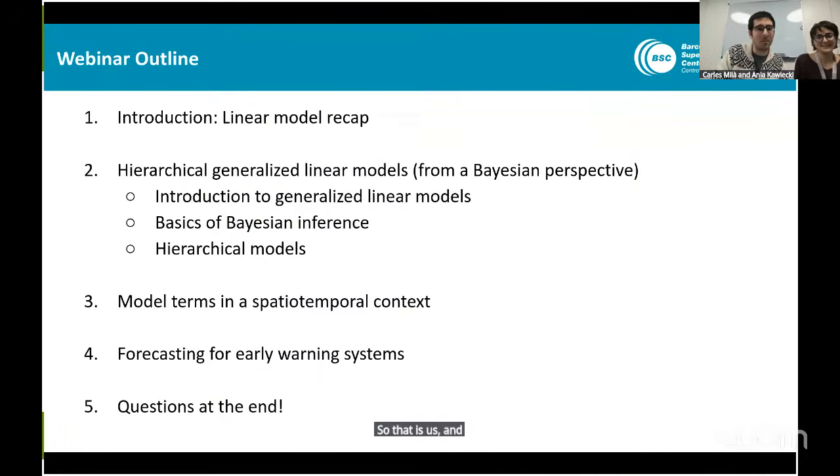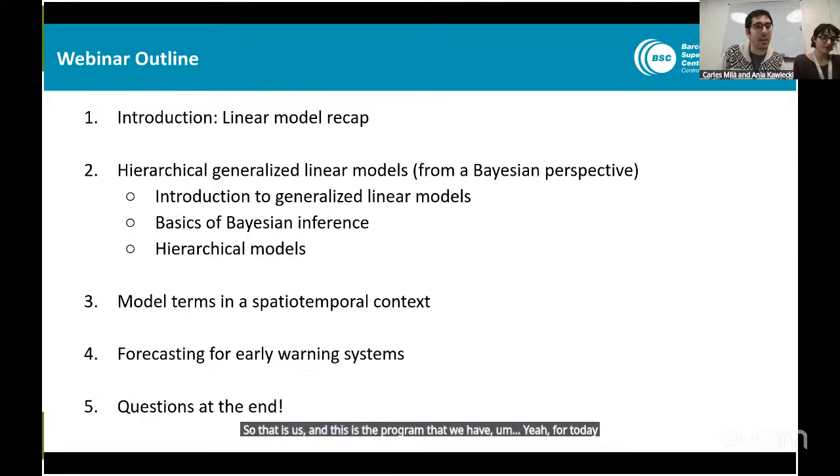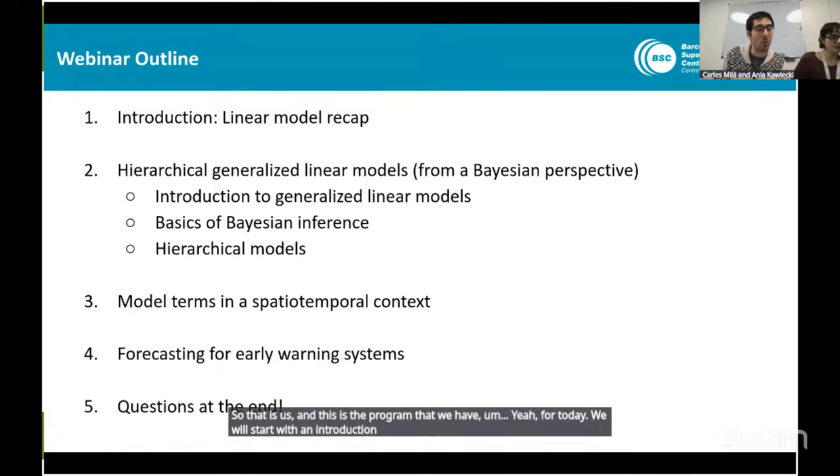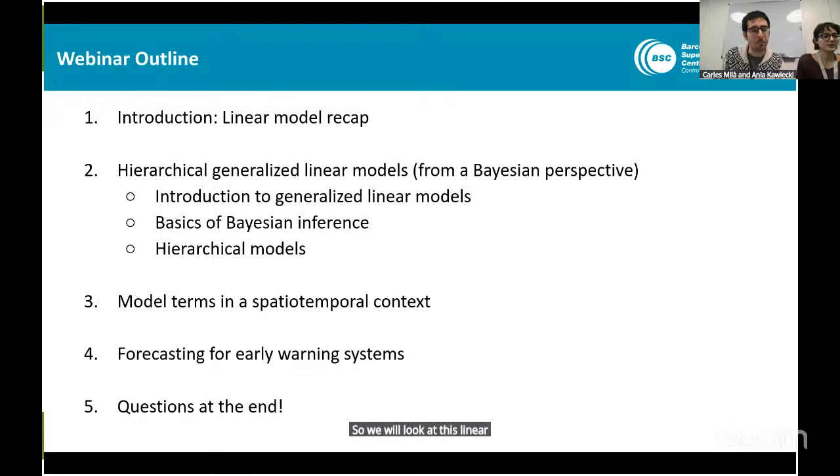And this is the program that we have for today. We will start with an introduction where we will see the model that you used in a previous installment of this webinar series, which was a linear model. So we will look at this linear model a bit in depth. And then we'll start in the second section.